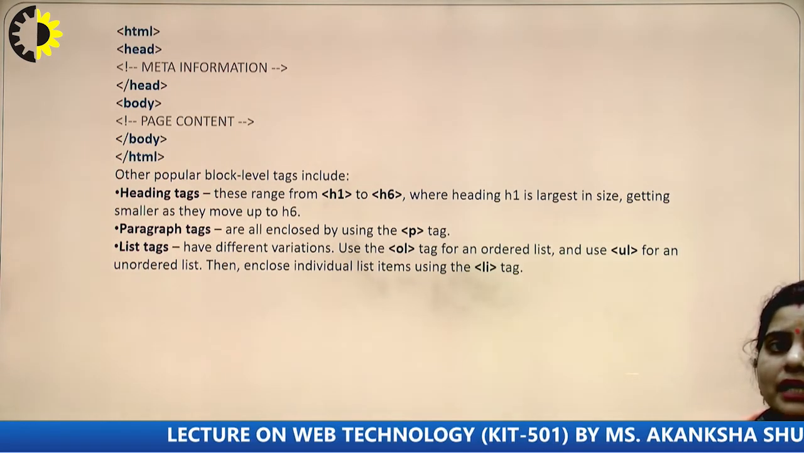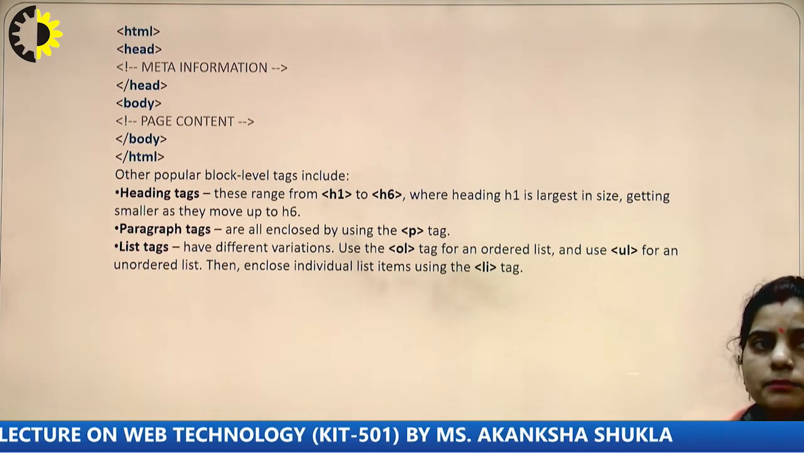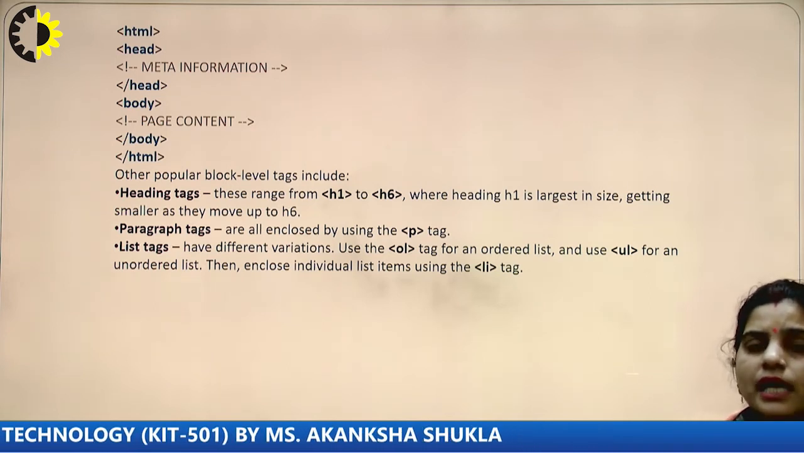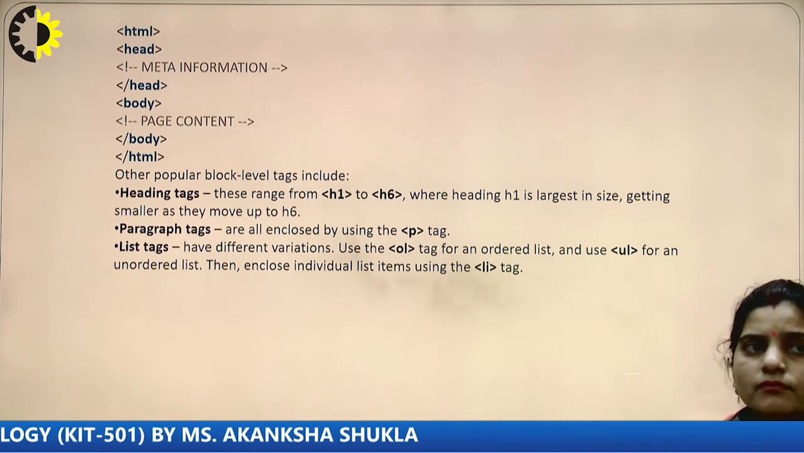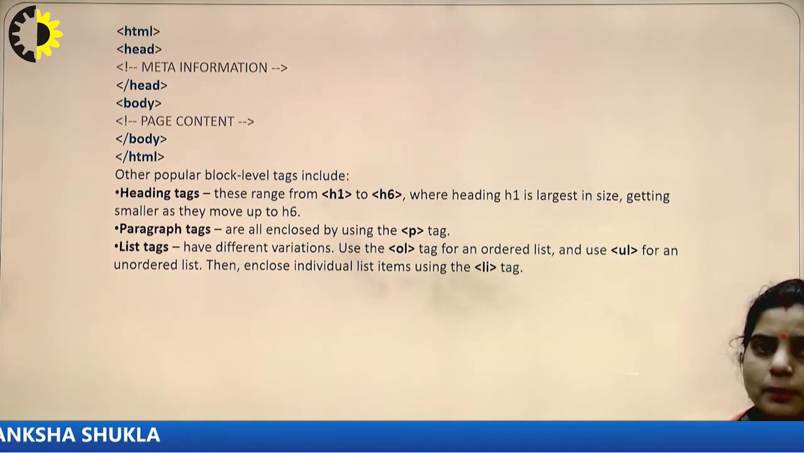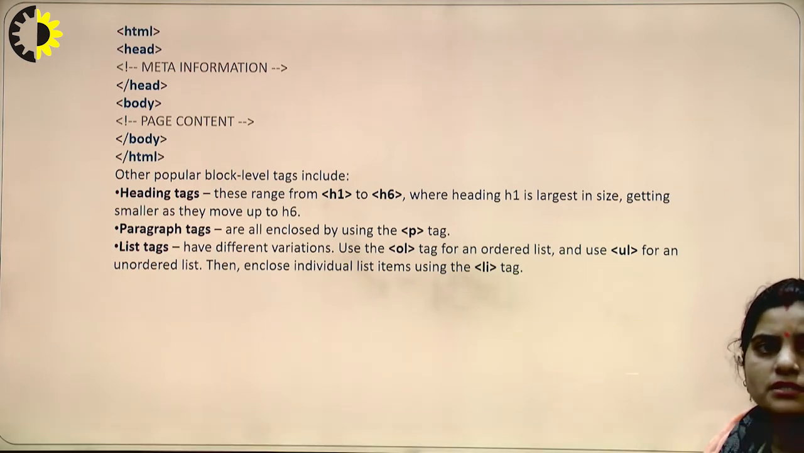Other block level tags include the heading tags, paragraph tags and the list tags. Basically, the heading tags range from H1 to H6. H1 is the largest size, and the size gets smaller as they move up to H6. The paragraph tag, indicated by the P tag, I have already discussed and also shown examples of. Now the last one is list tags.